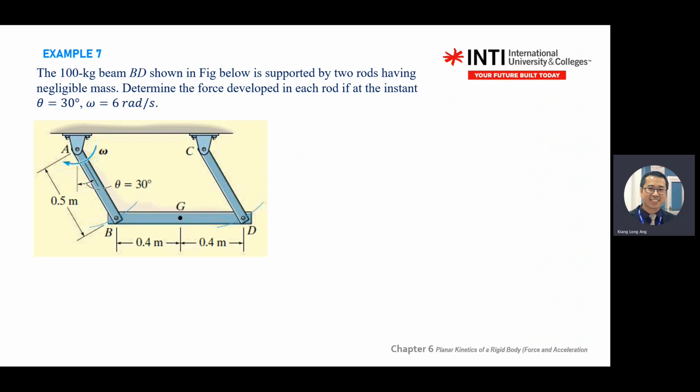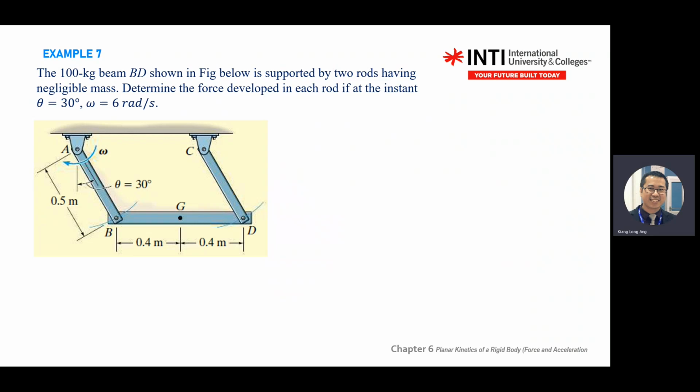So this one, a 100 kilogram beam BD supported by two rods, ignoring their mass. By reading this statement, you know that your focus is on beam BD. Determine the force developed in each rod at the instant theta is 30 degrees and omega is 6 radians per second. What is the force in each rod at the instant of 30? So you need to find forces here, forces here. It's back to your statics setting, but here it is moving. So you break it down one by one.